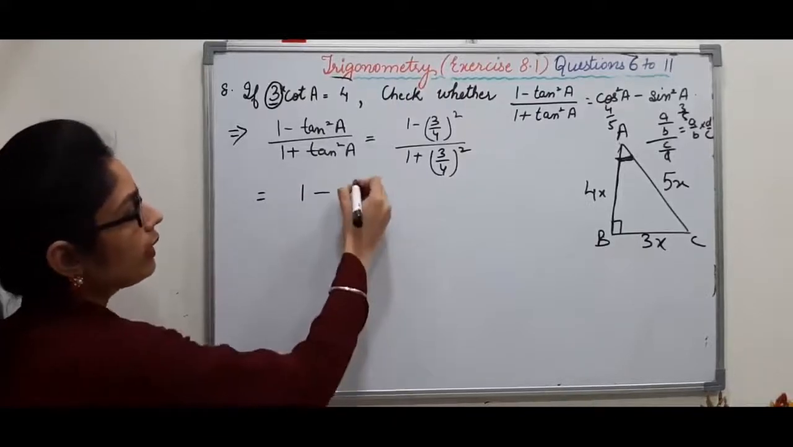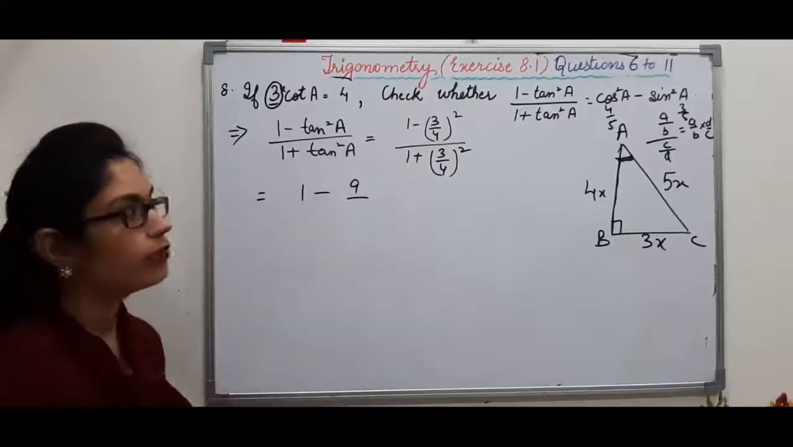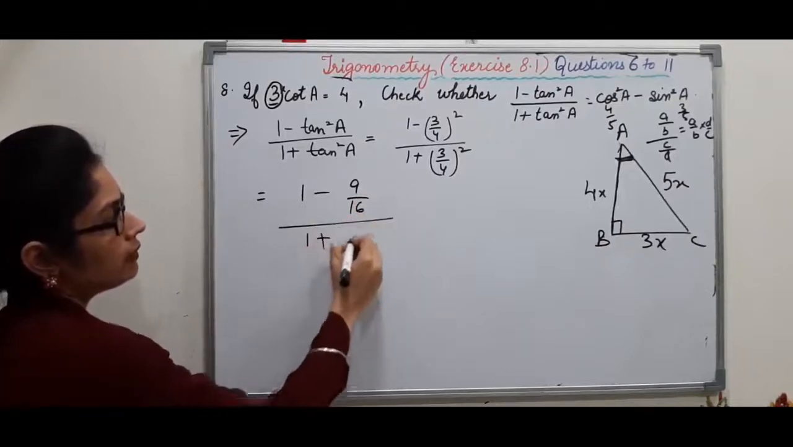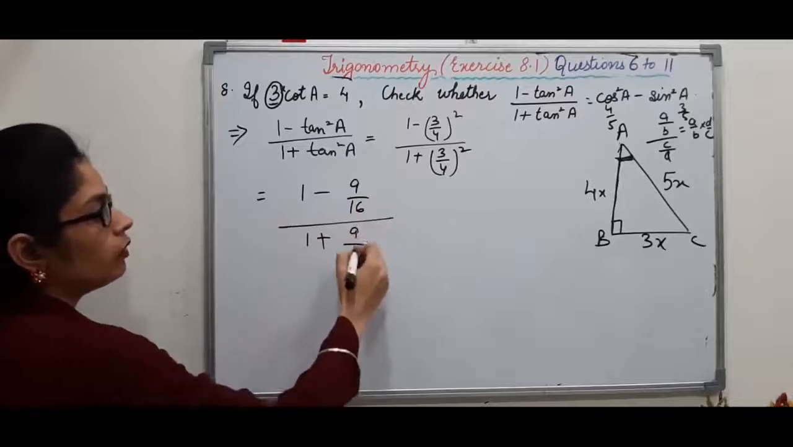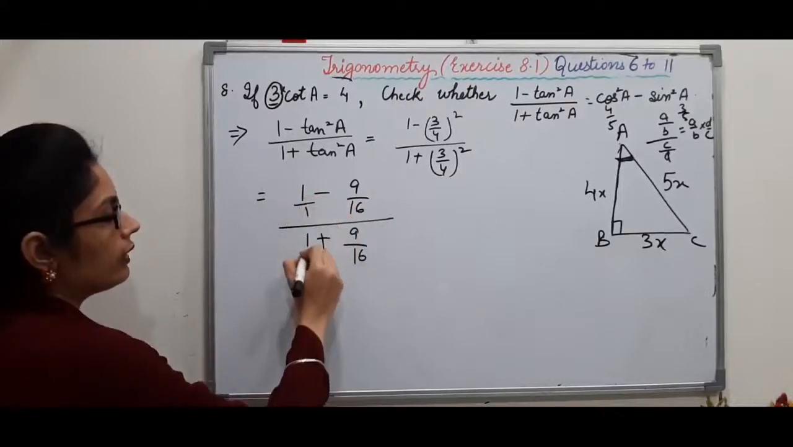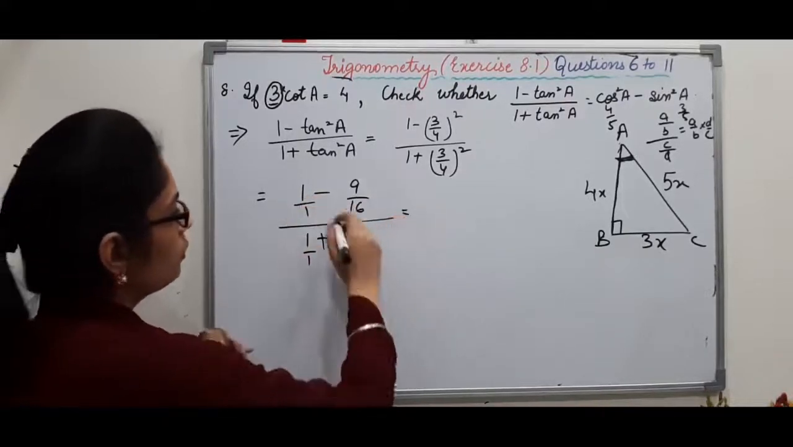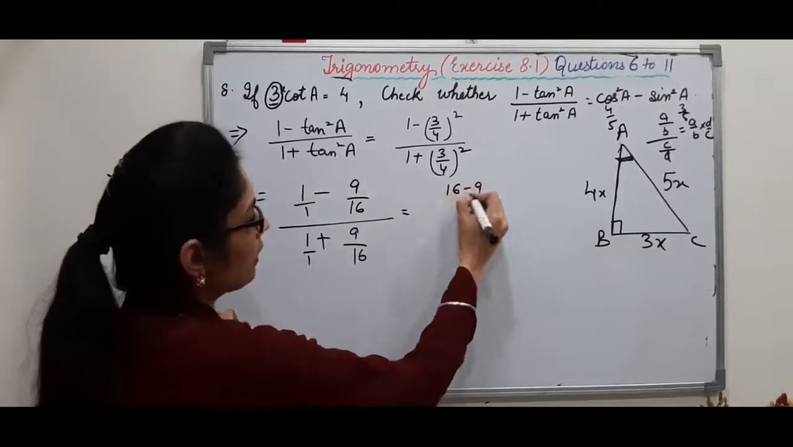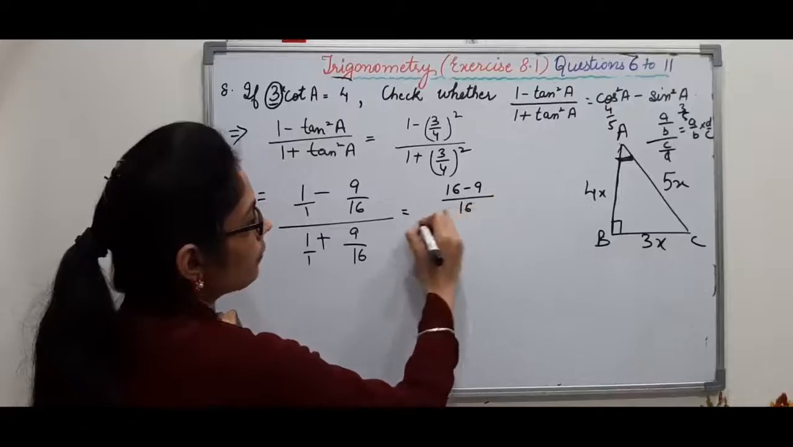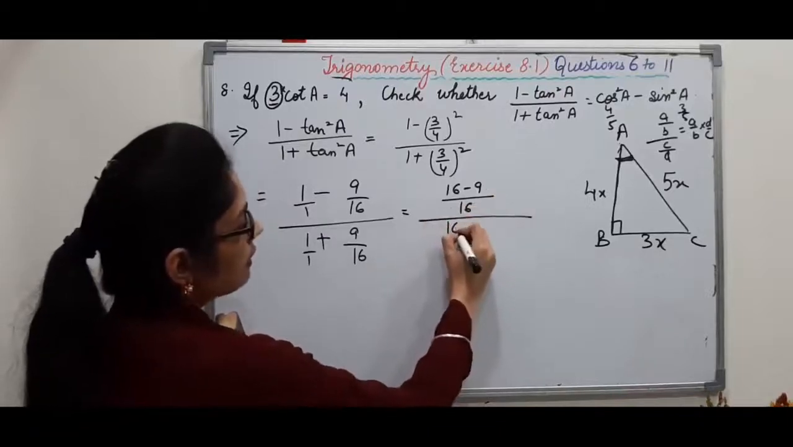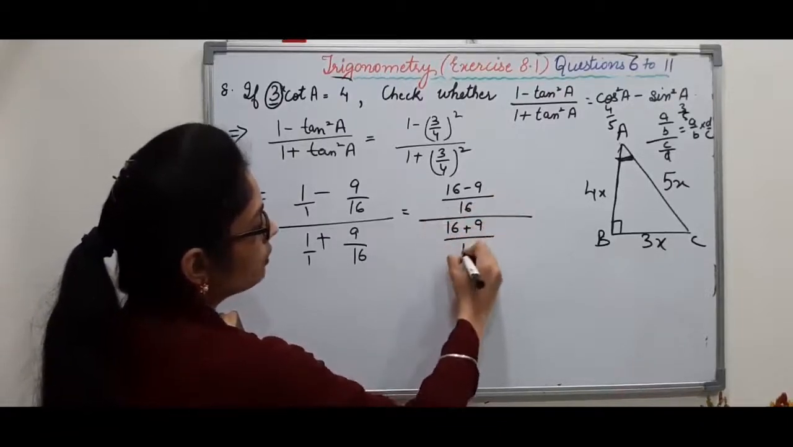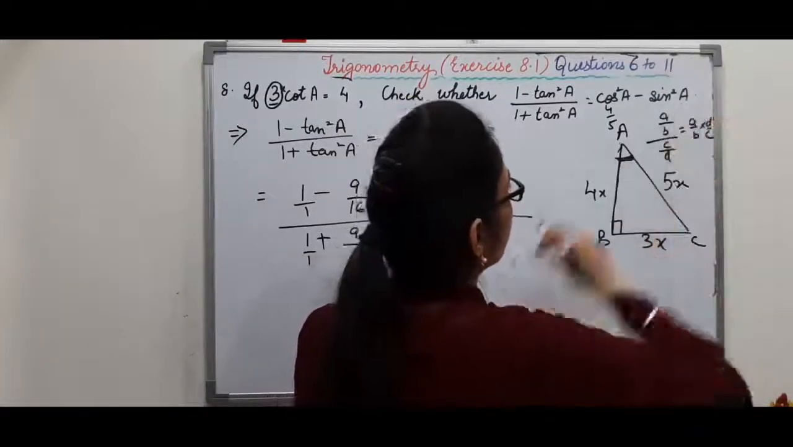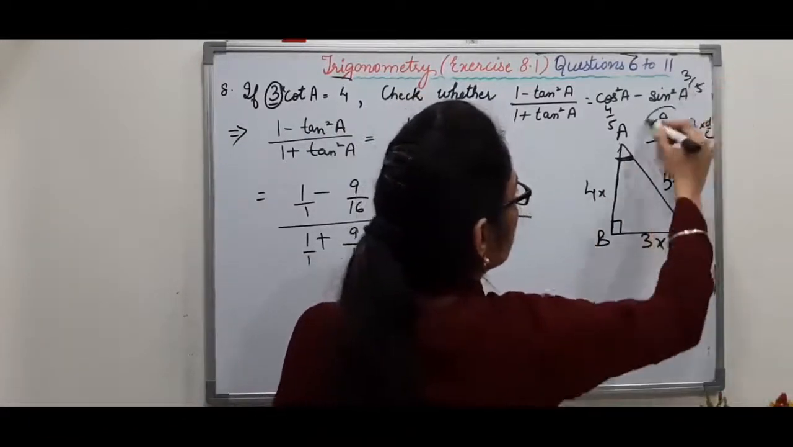So only whole square we are doing. 3 into 3 is 9, 4 into 4 is 16. 1 plus 3 into 3 is 9 and 4 into 4 is 16. Now we have to take LCM. So 16 will be the LCM in this case. So 16 minus 9 upon 16, here 16 plus 9 upon 16. See, this form we have got.